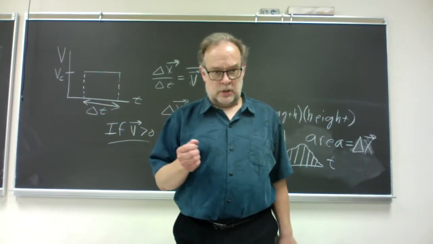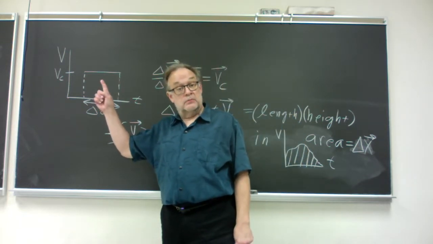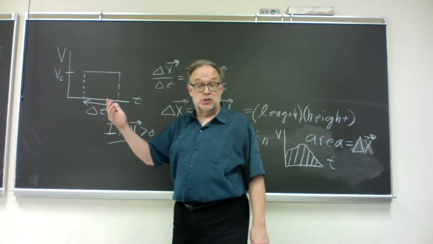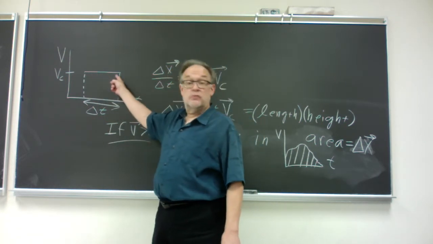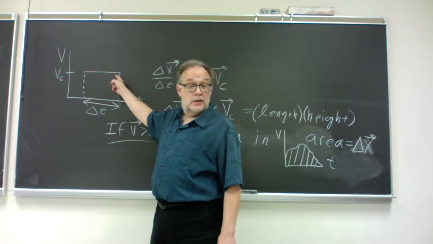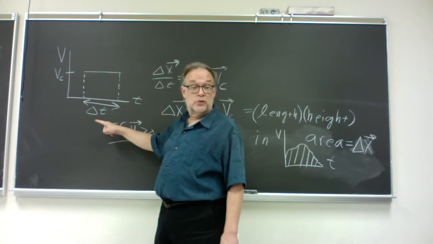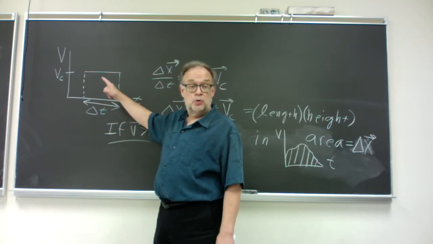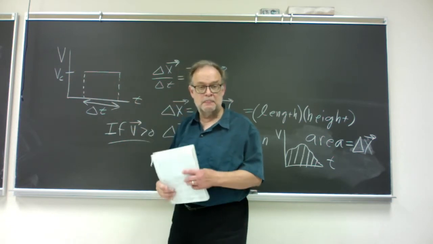Two things to talk about today. First, let's go back and think about graphs of velocity versus time. And imagine the simplest possible case, a constant velocity. And the velocity stays constant during this time interval that we'll call delta t. And we'll just call the numerical value of that constant velocity vc, c for constant.